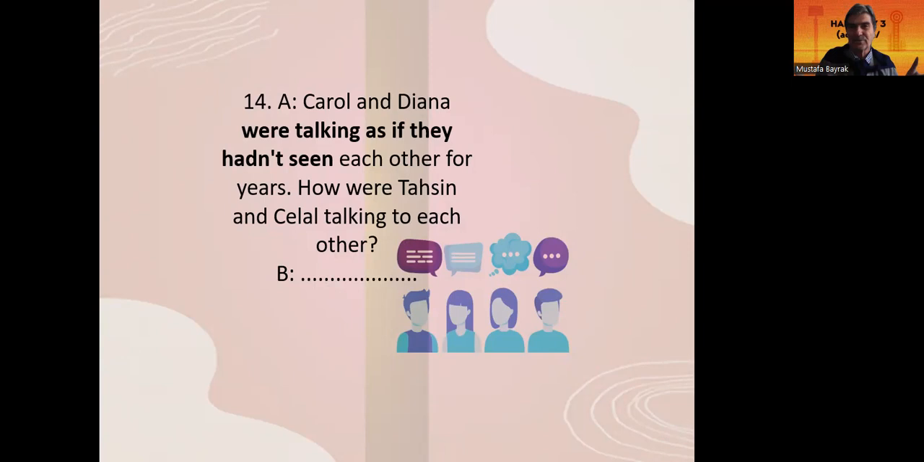How were Tahsin and Celal talking to each other? Tahsin and Celal were talking to each other as if they had caught a fish, as if they hadn't caught any fish. Okay.